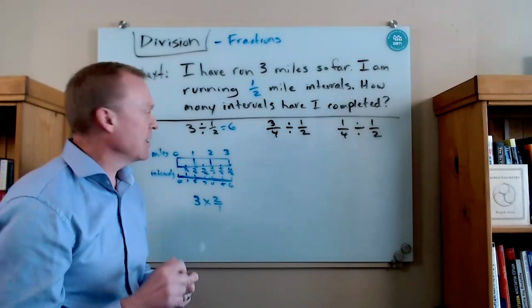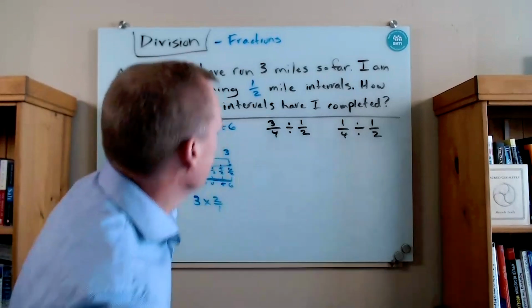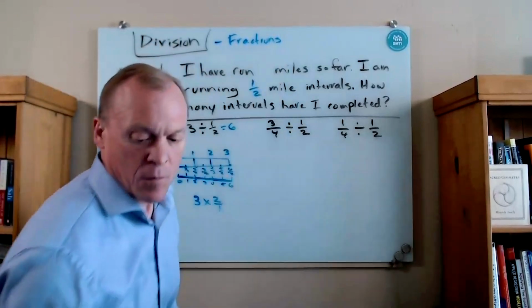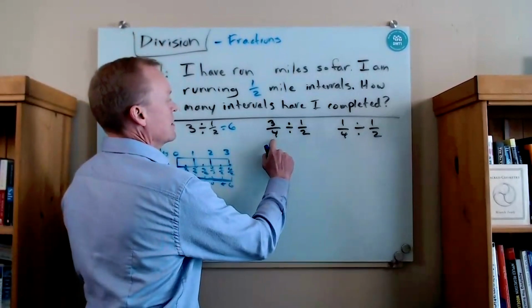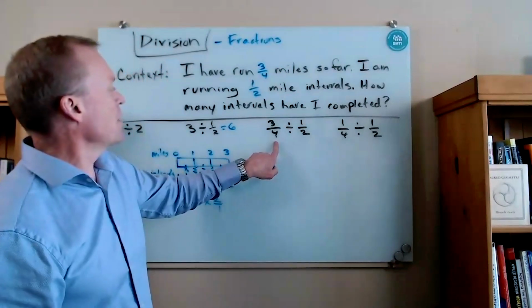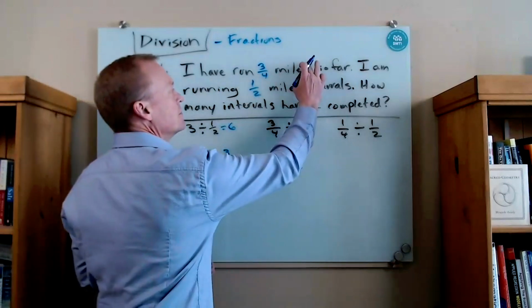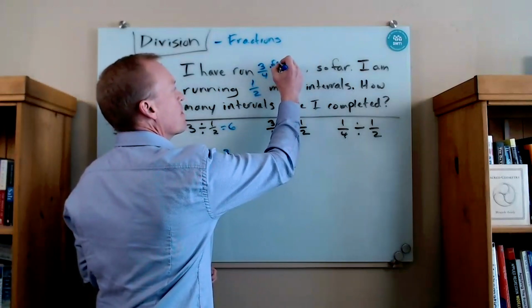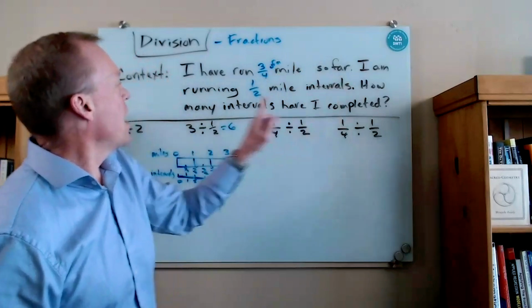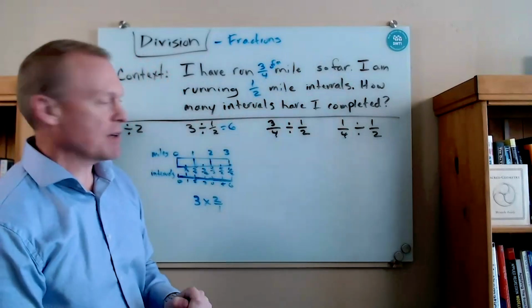Now let's look at that example. Okay, in this case, we're going to replace the dividend here with 3/4. So now we would read this as, I've run 3/4 of a mile so far. I am running 1/2 mile intervals. How many intervals have I completed?